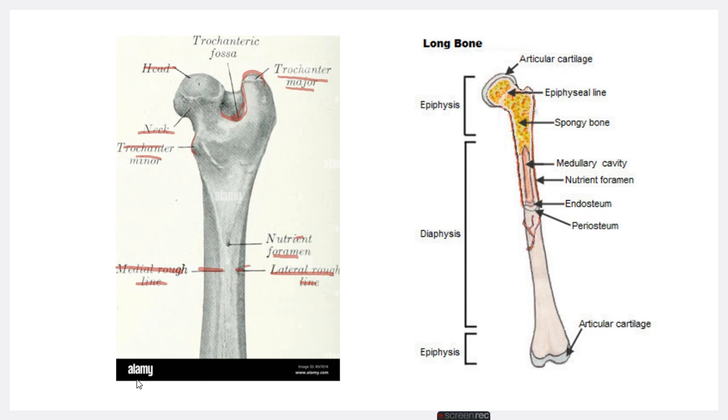There are two main parts in the long bones: the epiphysis. This one is also epiphysis. In the middle there is a diaphysis.